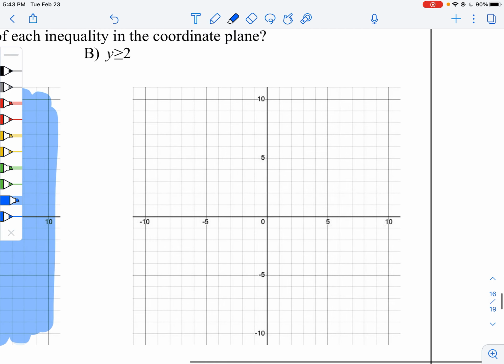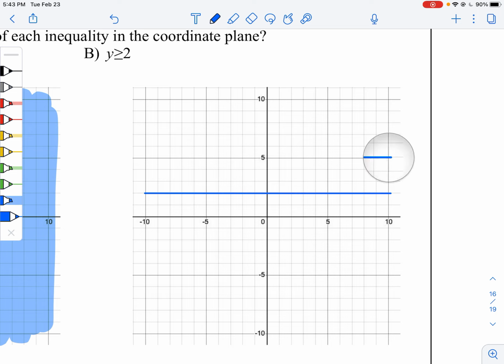If you don't have a highlighter to work with, I'll show you another way to shade using just a pencil. Here, same thing. We got to graph y is greater than or equal to 2. So we'll graph the line y is 2. Here we're going to keep it solid because we have an equal to. So that is a solid line.